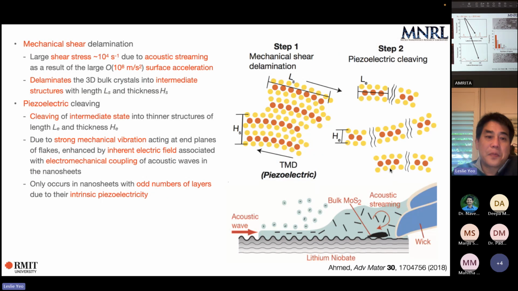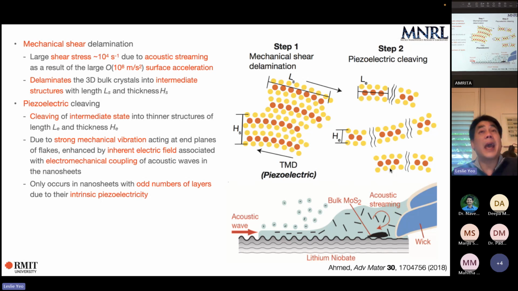But there was a paper by Zhongling Wang in Nature, I think it was 2005, that said that TMDs are piezoelectric when they are in odd layers because of the broken central symmetry. So if you have monolayer, 3-layer, or 5-layer materials, it's piezoelectric. If you have 2, 4, and 6 layers, because of the central symmetry, you have no piezoelectricity. So that gives us a clue, at least, that somehow the piezoelectricity of the material comes into play.